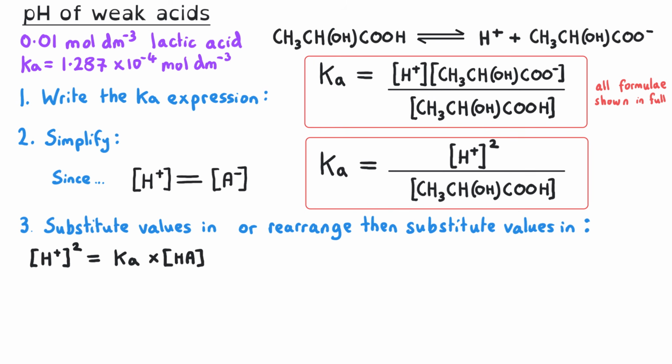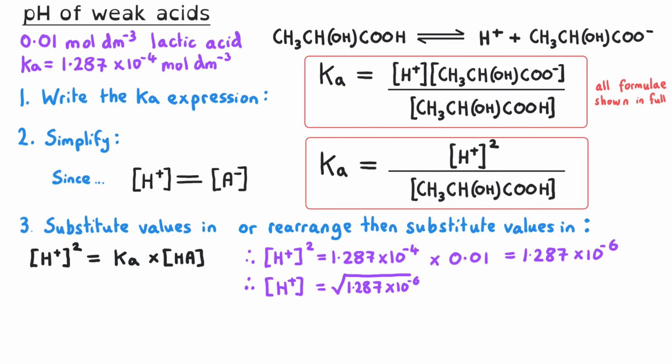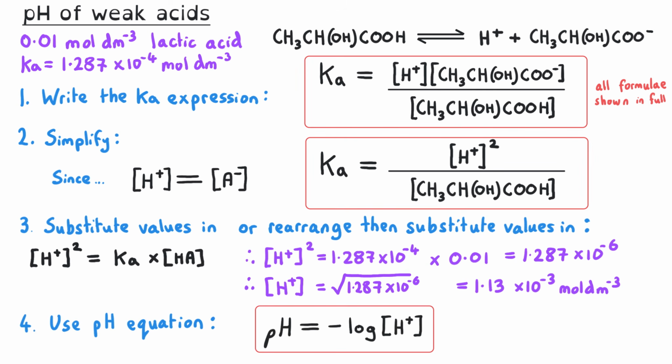So I've got the hydrogen ion concentration squared equals Ka multiplied by the acid concentration. So substituting my numbers in, I have 1.287 times 10 to the minus 4 multiplied by 0.01. And so the hydrogen ion concentration squared is 1.287 times 10 to the minus 6. So I then need to square root this value, and that gets me a hydrogen ion concentration of 1.13 times 10 to the minus 3 moles per decimeter cubed. And finally, I need to calculate the pH by taking the negative log of this hydrogen ion concentration, and that gets me a value of 2.95 for this pH to 2 decimal places.